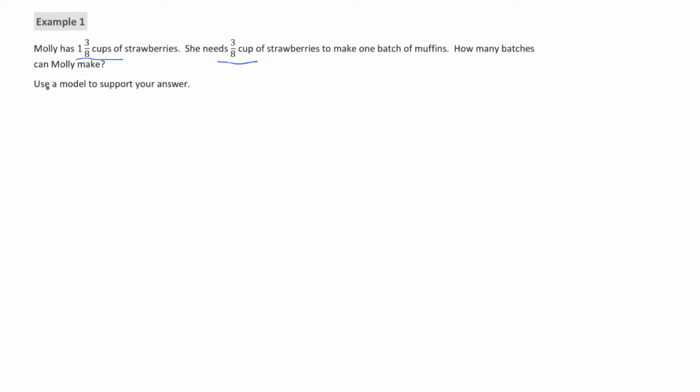First thing we want to do is change this mixed number, 1 3/8, into an improper fraction. That'll make our job much easier. So 1 3/8, if we're talking about eighths, we're dividing everything into eighths. 1 would be 8/8, and we would add 3/8 to our 8/8, and 8 plus 3 is 11/8.